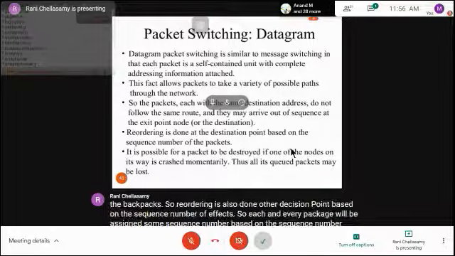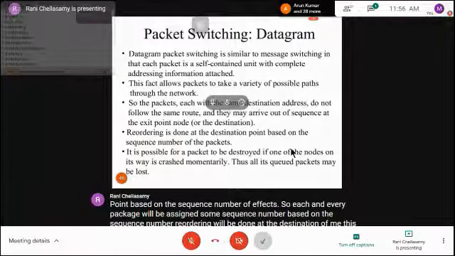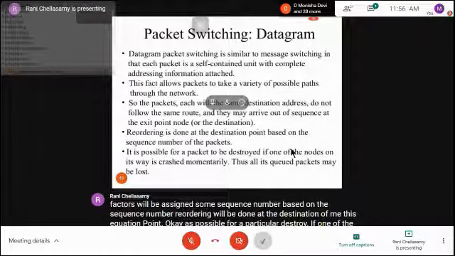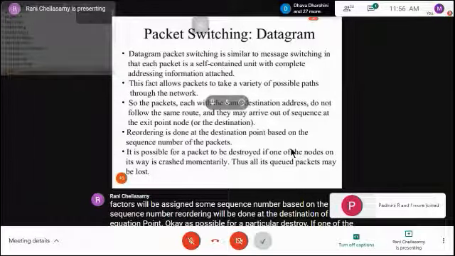It is possible for a packet to be destroyed if one of the nodes on its way crashes. Then all the queued packets at the node will be lost. So that's the main disadvantage of using the datagram. If any intermediate node crashes, then the packets reaching that particular node will be lost or dropped.